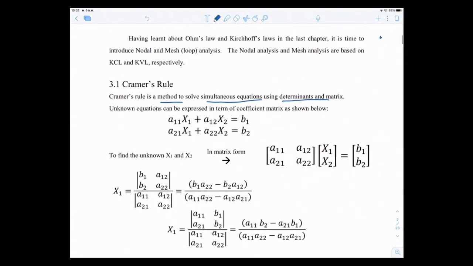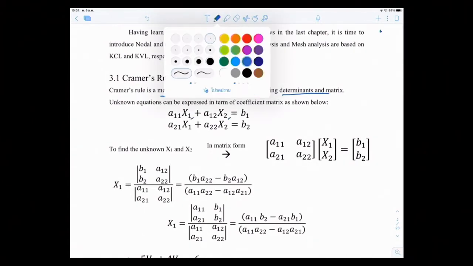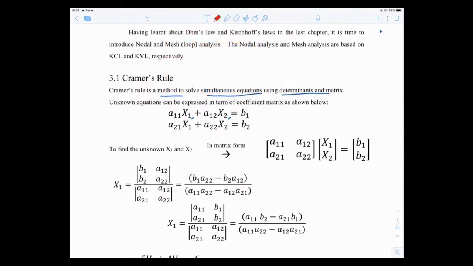So the simultaneous equations are, for example, if you have two unknowns x1 and x2, you need two equations to solve the problem. The first equation is a11 x1 plus a12 x2 equal to b1, and the second equation is a21 x1 plus a22 x2 equal to b2.